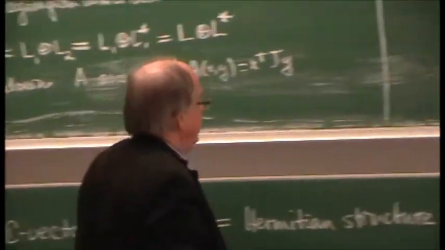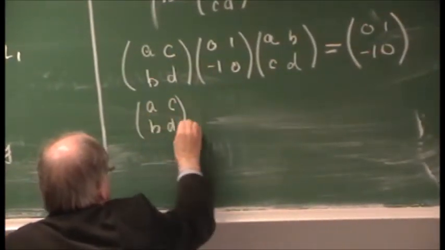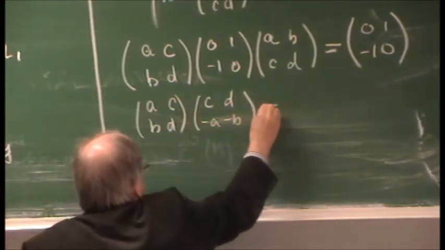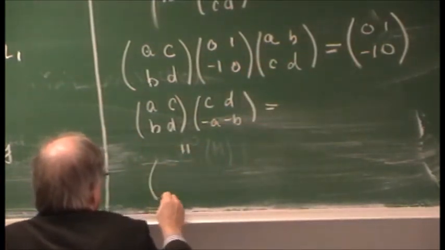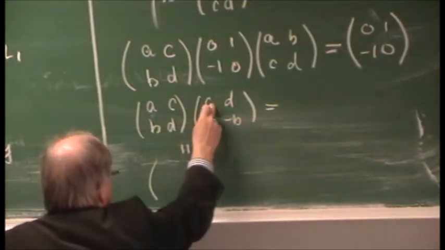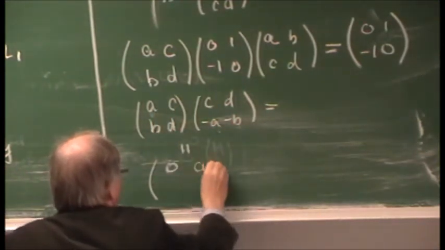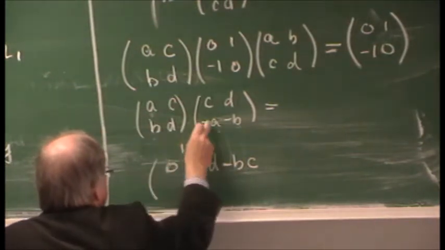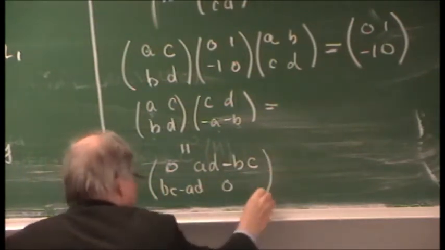Okay, that's a quadratic equation. So let's compute it out. Let's compute it out very slowly. Let's multiply the left one out. So it's C, D, minus A, minus B, equals the same thing. And this is equal to AC minus CA, AD minus BC, BC minus AD, and this of course is 0.